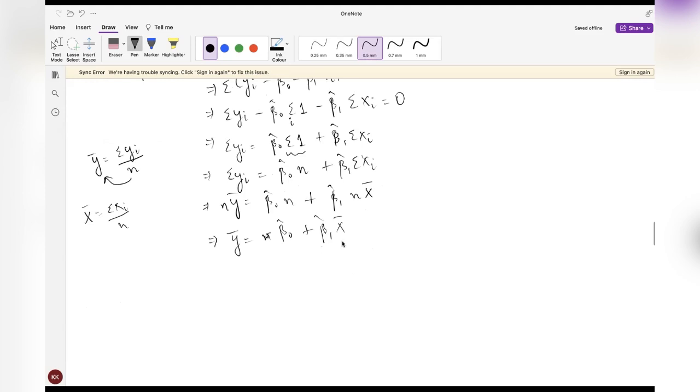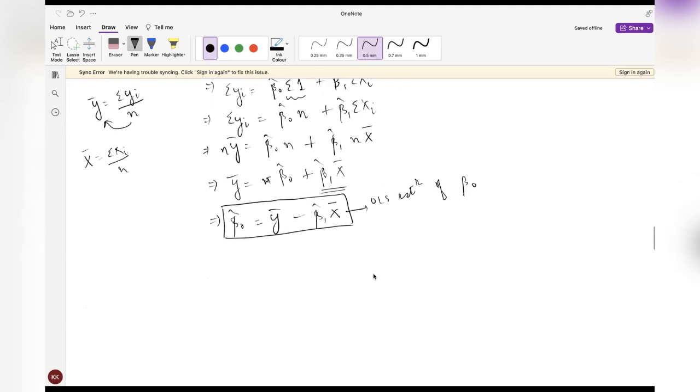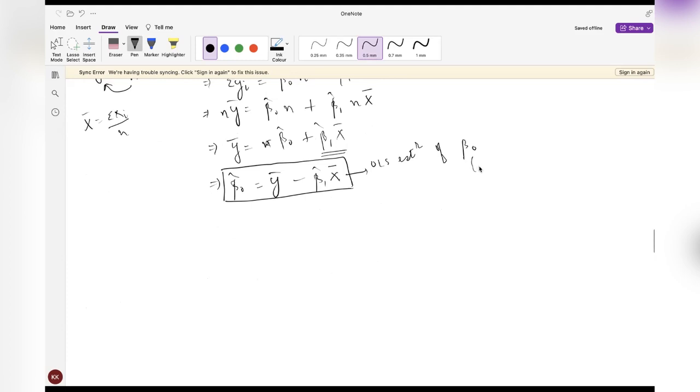Taking this beta 1 hat times x bar to the left hand side, we will be left with beta naught hat is equal to y bar minus beta 1 hat into x bar. And this is our OLS estimator of beta naught, which is our intercept.